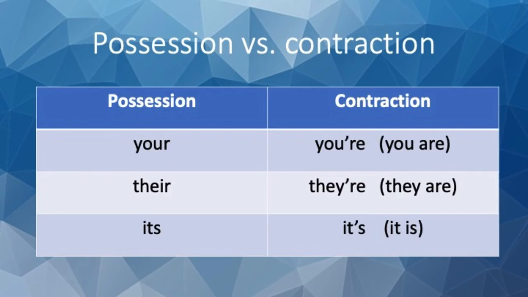So if you take a look at the slide there, you can see that on the right-hand side we have contractions. Contractions are where you take two words, put them together, and then use an apostrophe to symbolize the missing letters. So take, for example, the first one, you're. By contracting "you are" together, we have "you're," and the A is removed and replaced with an apostrophe. It's the same with they're, "they are," and it's, "it is." And on the left-hand side, we have possession. So that's your car, that's their house, etc.